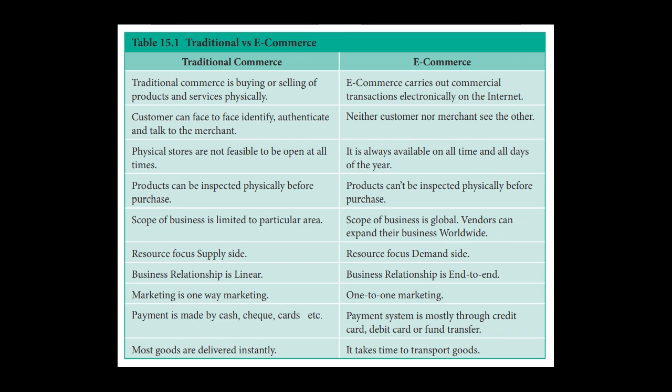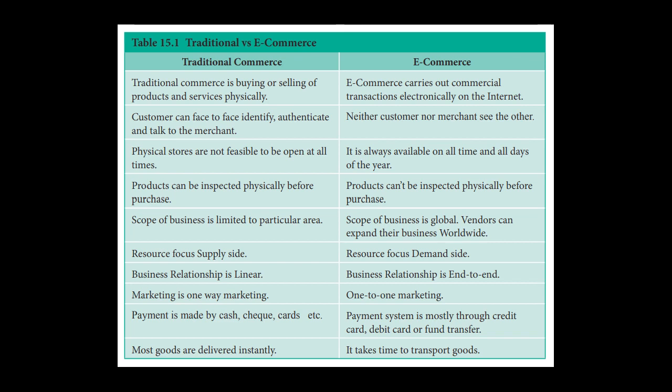And the second point is, in traditional commerce the customer can face to face identify, authenticate and talk to that merchant. That means when you are buying a product from a seller, you can see them directly, ask them all your doubts, and get the product, right? Here, in e-commerce, neither the customer nor the merchant can see each other, right? We can ask some queries through online, but we cannot see the seller, or the seller cannot see the customer directly face to face, right? That is in e-commerce.